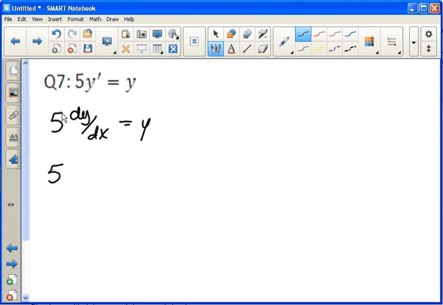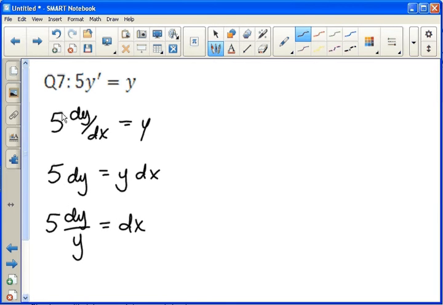So first thing I'm going to do is multiply both sides by dx, and then I'm going to divide both sides by y. As far as that 5 is concerned, you can put it on either side. It really doesn't matter. I know I eventually need to get y by itself, so personally I want to go ahead and move it over and have 1/5 dx over here.